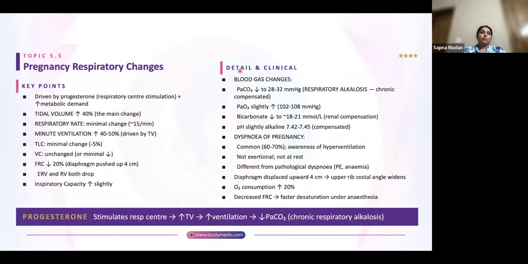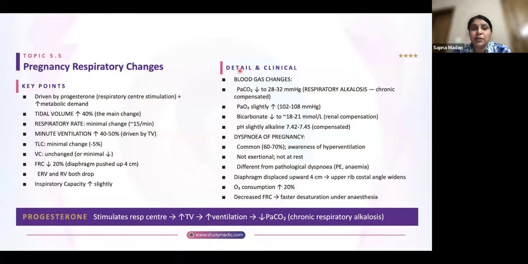Okay, so we spoke about the lung volumes which are changing in pregnancy. So the respiratory changes in pregnancy are driven by progesterone. Okay, so it stimulates the respiratory center and there is increased metabolic demand. So therefore, the tidal volume will increase by 40%, and this is the main change in the lung volume. Respiratory rate is more or less normal. It will stay around 15 to 16 breaths per minute.